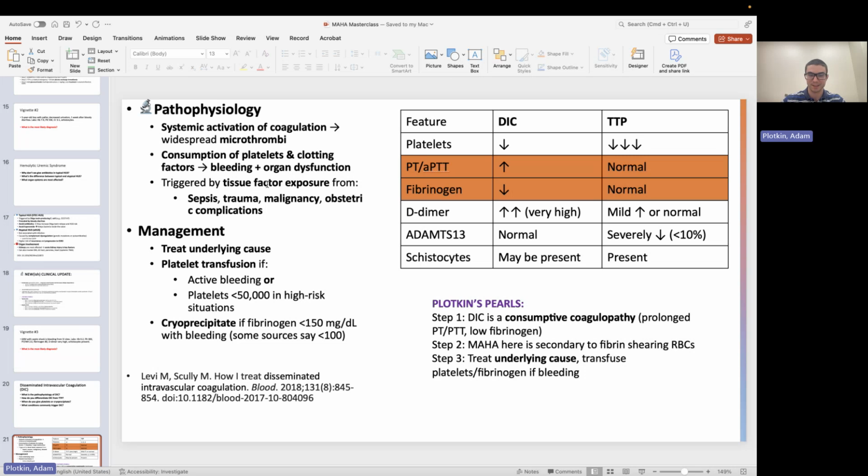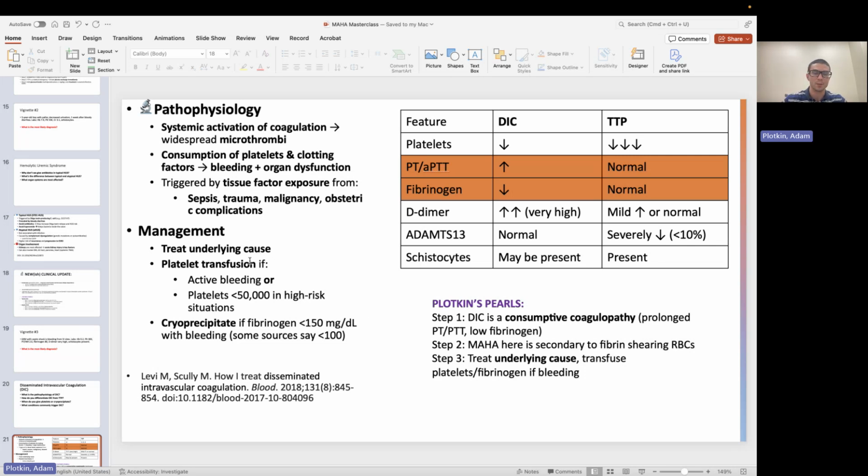That bleeding, and cutting off blood supply to certain systems, is going to cause massive organ dysfunction. It's usually triggered by tissue factor exposure from underlying sepsis, trauma, malignancy, or obstetric complications. The obstetric complication is classically amniotic fluid embolism. So look for a patient who just gave birth. Some sort of crossing over of the amniotic fluid into the maternal system triggers a massive immune response. The patient goes into DIC. We'll talk about the labs in a second, but we talked about them in the liver disease versus DIC lecture. So management, we're going to treat the underlying cause.